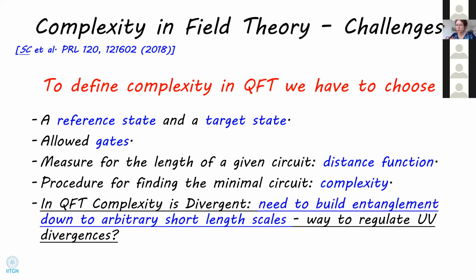One point that is special to QFT and did not exist in spin chains is that in QFT complexity is divergent. This is for a very similar reason to the one for which entanglement entropy is divergent. We need to build the entanglement up to arbitrarily short length scales to construct the state. Since 2-point functions, for example, diverge at zero distance, we have to regulate this somehow. We have to either put the theory on a lattice or use a UV cutoff. In our case, we will use a UV cutoff, but there are other ways, of course.